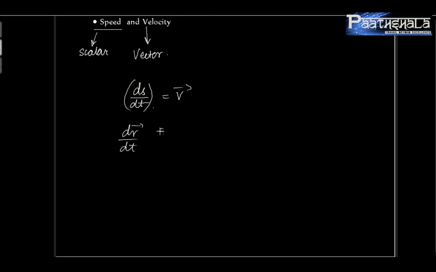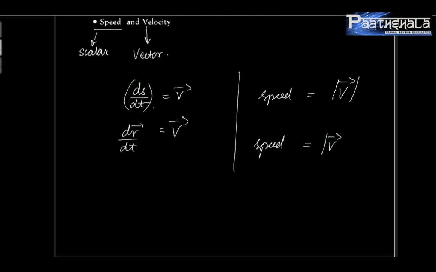Similarly, what is the difference between speed and velocity? Speed is a scalar quantity and velocity happens to be a vector quantity. Velocity is given as a rate of change of displacement, so this can also be written as rate of change of position vector with respect to time. This is velocity, v bar, and speed is basically the magnitude of velocity. Speed is the magnitude of velocity.